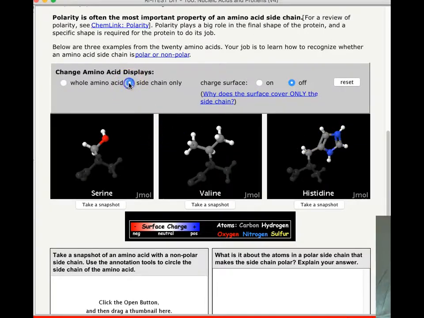Let's look at the side chain only. We're going to black out the parts that are the same. And you can see how serine is a little bit simpler. Valine has more atoms here, and histidine gets even a little bit more complicated. Now we're going to look at the charges, because that helps those amino acids stick together or just associate and make bonds, and that helps the protein take its shape.